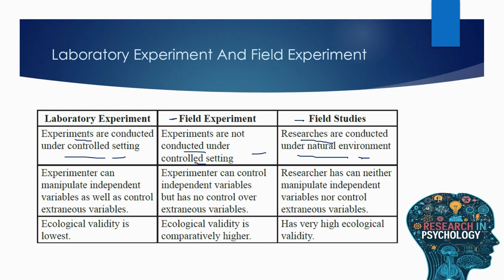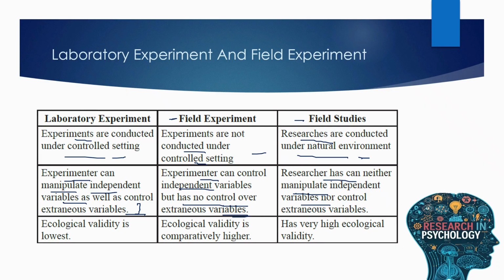All right. Second difference, the experimenter can manipulate independent variables as well as control the extraneous variables, right? Because it is a controlled environment. But here, the experimenter can control independent variables but has no control over the extraneous variables because of the natural setting. All right. In field studies, the researcher can neither manipulate the independent variable nor control the extraneous variable because you are studying something naturally. You haven't planned an experiment here. So there is no independent variable which you are manipulating and no extraneous variable which can be under control.